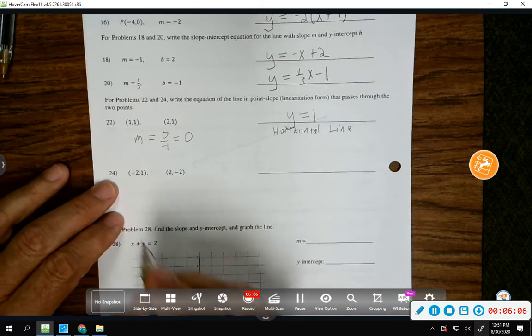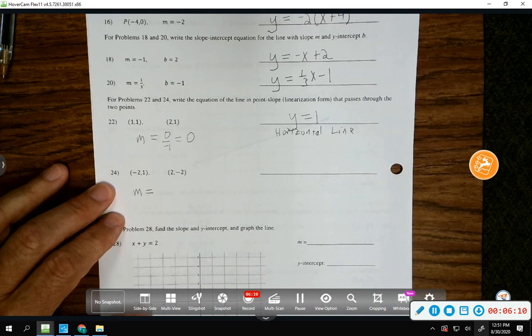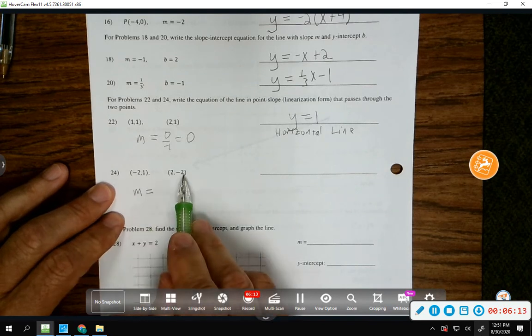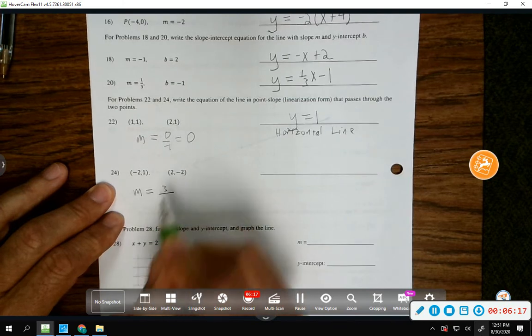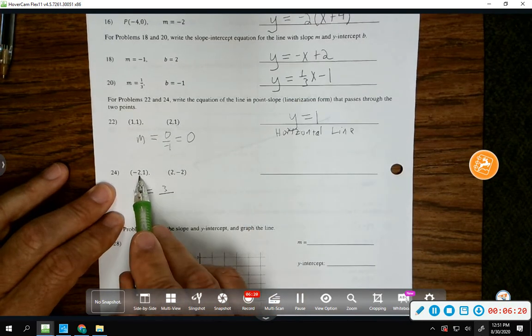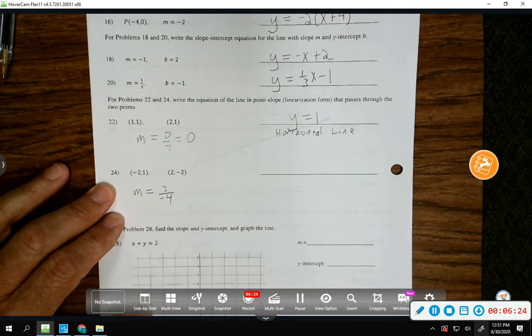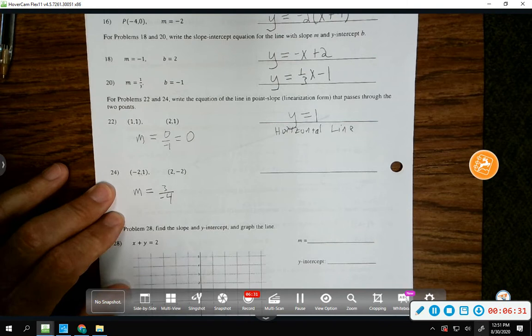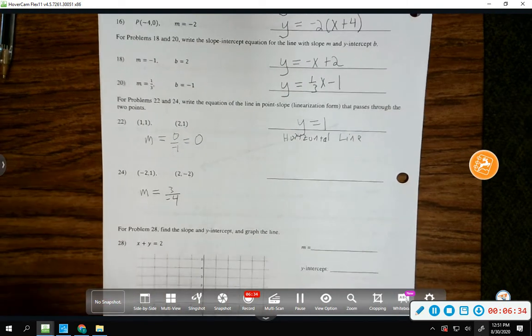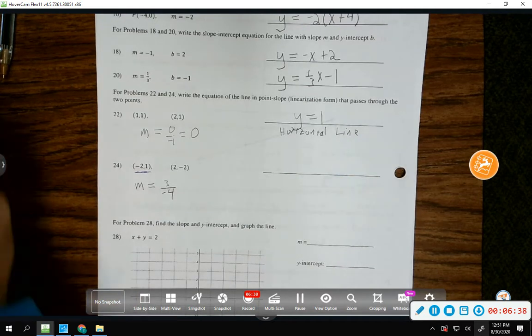24 would be a little bit more involved, because now if we find the slope, subtract the y's. 1 minus -2 becomes 3. Over subtract the x's. -2 minus 2 is -4. So I have a slope of -3/4. It doesn't matter which point we use. We can use either this first point right here, or we could use the second point here.